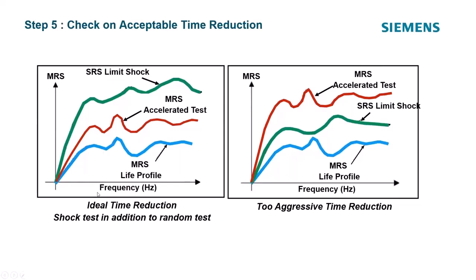Here are some graphical examples. So I have my life profile, my test profile, and what they're trying to get here is a limit shock. Not a lot of people have this, but if you have a limit shock, you can put it on this plot. If you're anywhere near your limit shock on your high cycle fatigue, bad things are going to happen. What we want is to get acceleration, we want the MRS of the accelerated test to be higher, but not too high. In general, rule of thumb is 1.5 to 2. I'll have a slide on that. If for some reason this MRS is anywhere near the shock or above it, you've way over accelerated the test and you need to back off on the time.